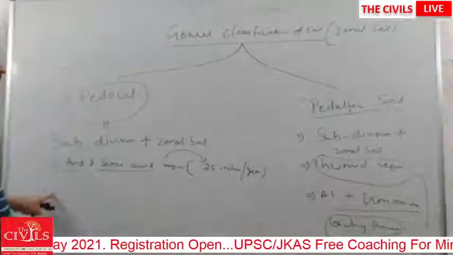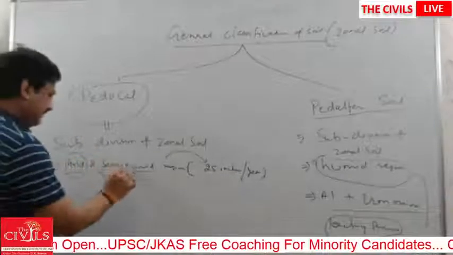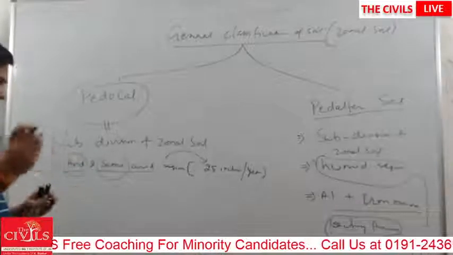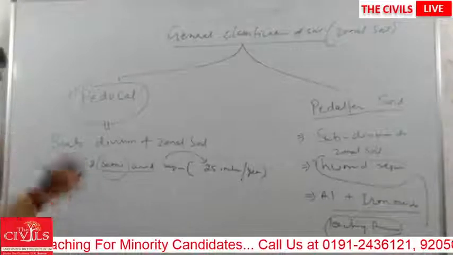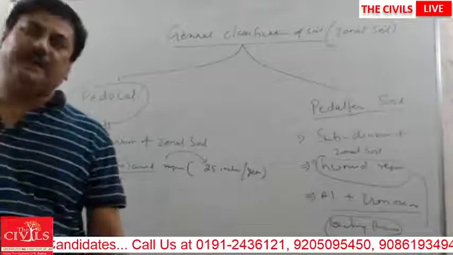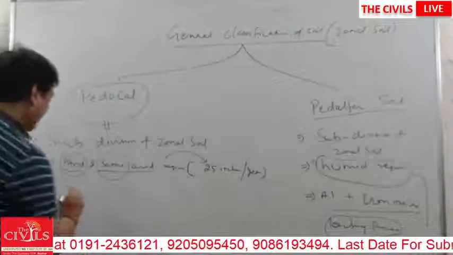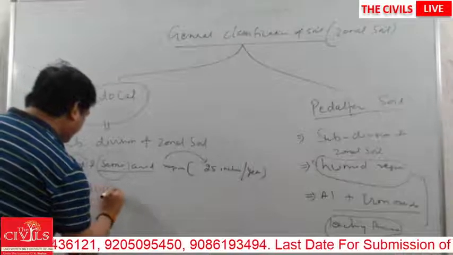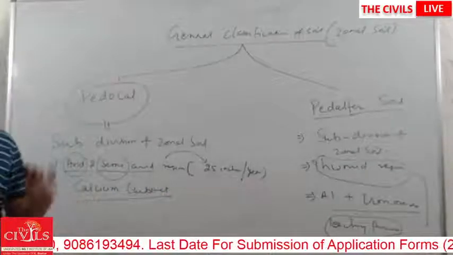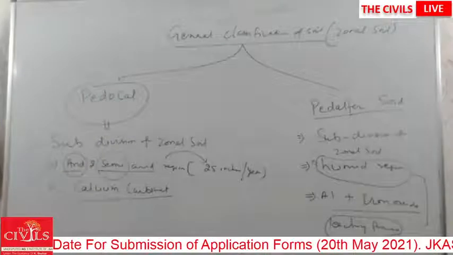But peduncle soil is the soil of arid and semi-arid region. Water in the form of rainfall is very little. That's why in the upper horizon of the soil there is a huge amount of calcium carbonate. Calcium carbonate is found in plenty.